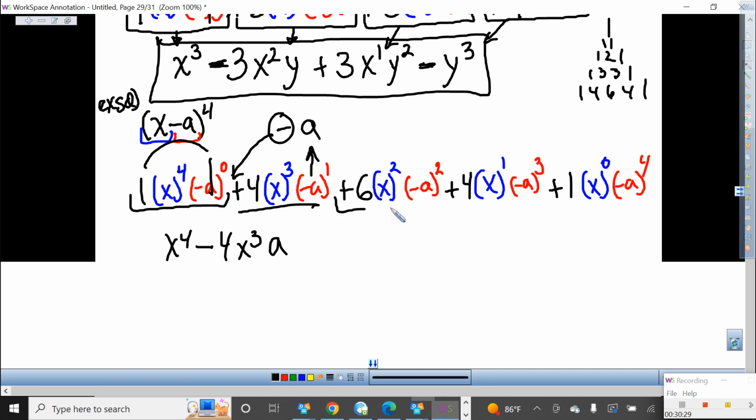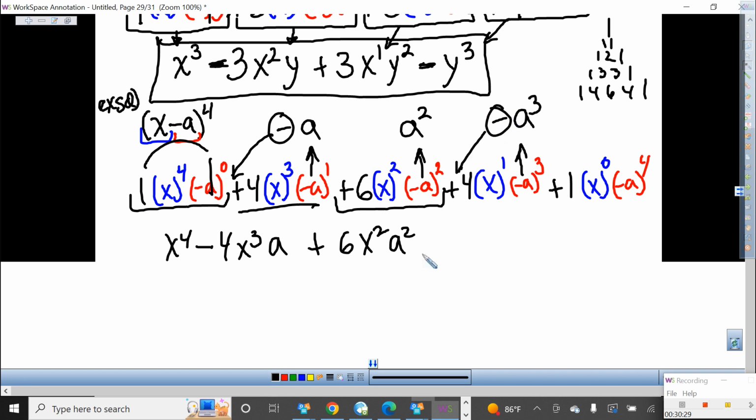Let's go to this one. What is negative a squared? Positive a squared. That became that. So, since we don't have any negatives, bring down the positive 6, the x squared, and the a squared. Next, what is negative a cubed? It's an odd number, so it's negative a to the third. But now we have a negative, so negative times a positive is a negative. Bring down the 4, x to the first, and a cubed.